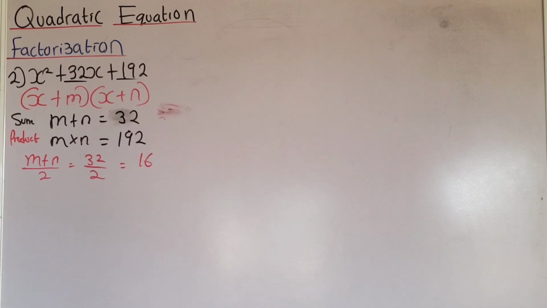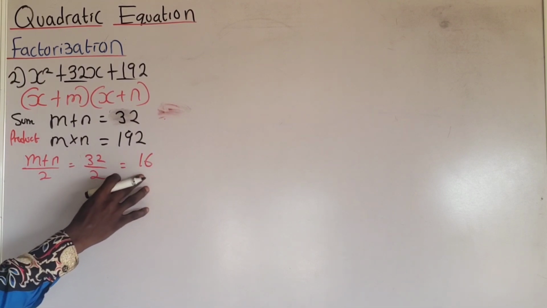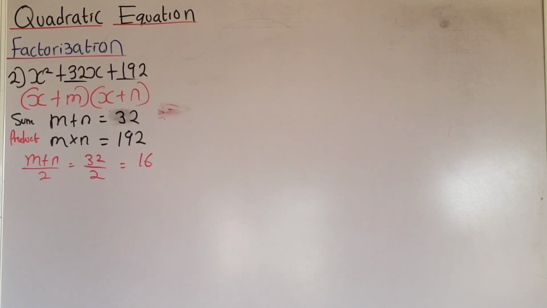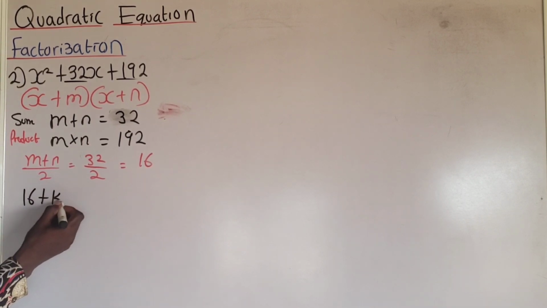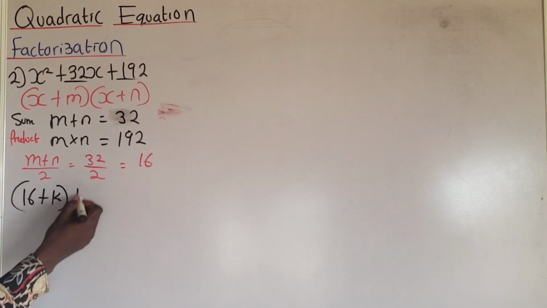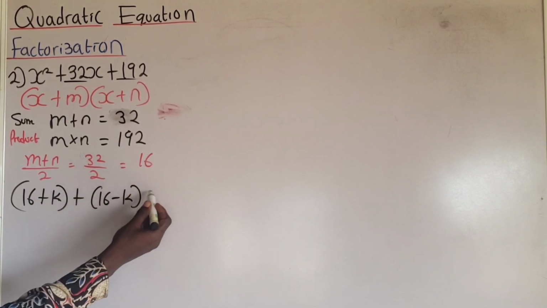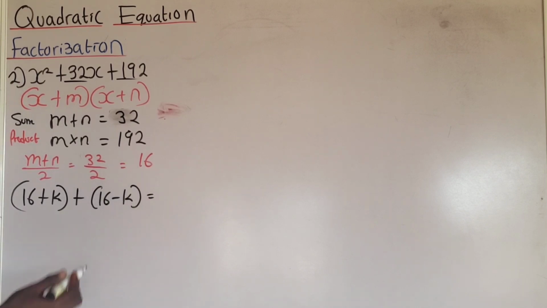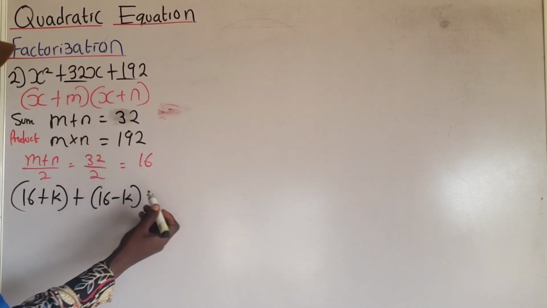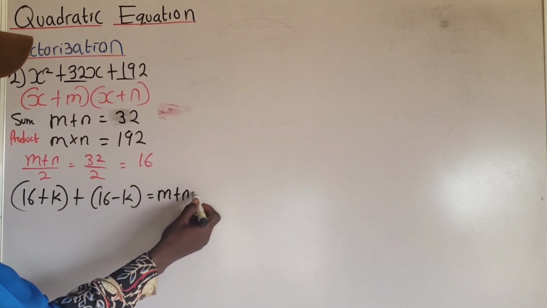Since the half is 16, let us increase 16 by a constant. We don't know the constant, so we are going to represent the constant as k. So I'm going to have 16 plus k plus 16 minus k. This will be equal to 32. Oh, it must be equal to m plus n, which is equal to 32.